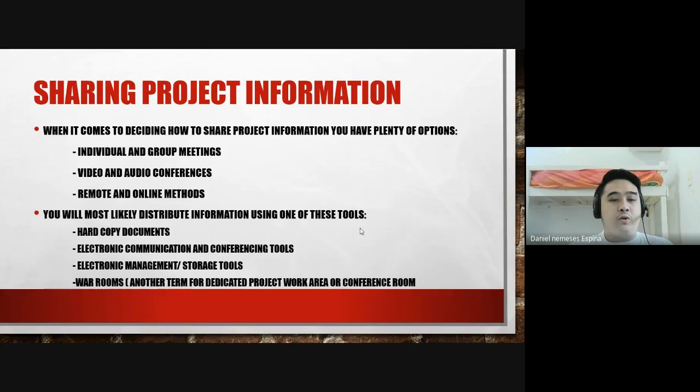War rooms. So what is a war room? This is a term for a dedicated project work area or conference room. So this room is called a war room because you use it for the project, okay? To communicate or to have meetings so that the project will succeed. So what are the steps necessary?